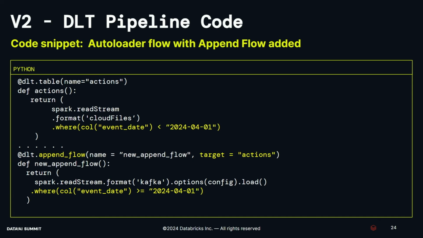Append has to append to something, so you tell it what flow it is appending to. It's appending to the actions flow. So it knows it's appending to this same data flow defined above, doing a read stream format Kafka. And here's our filter down here to only take events greater than or equal to April 1st.